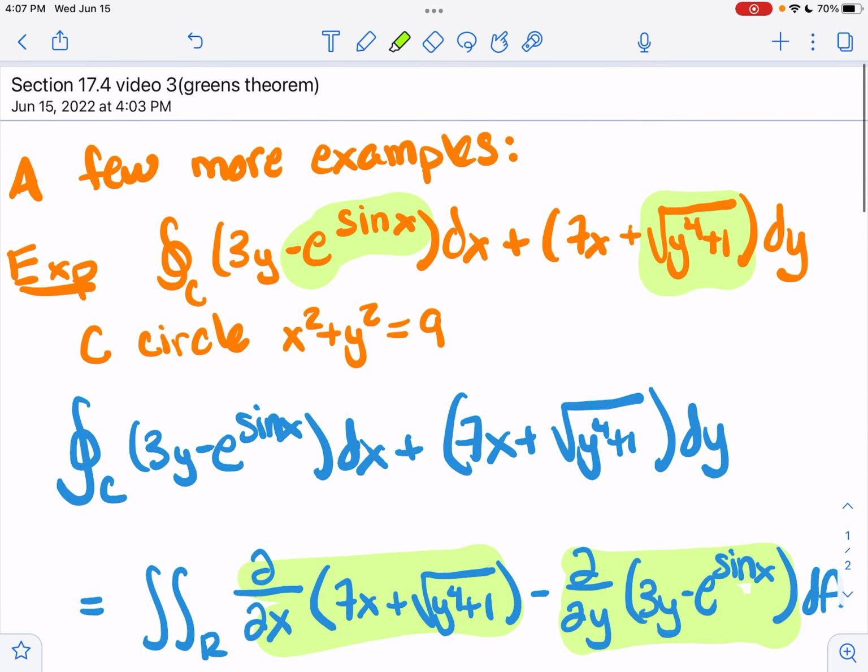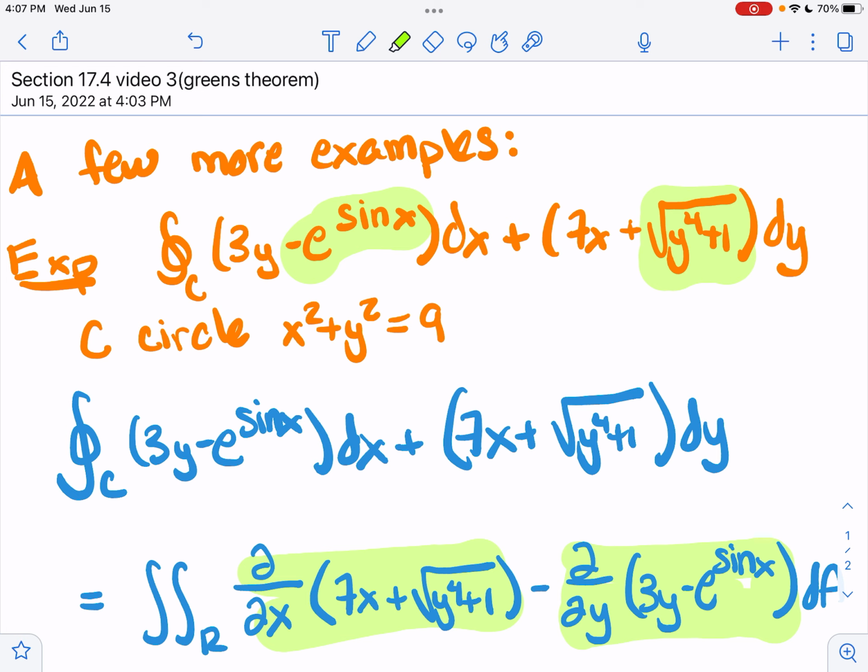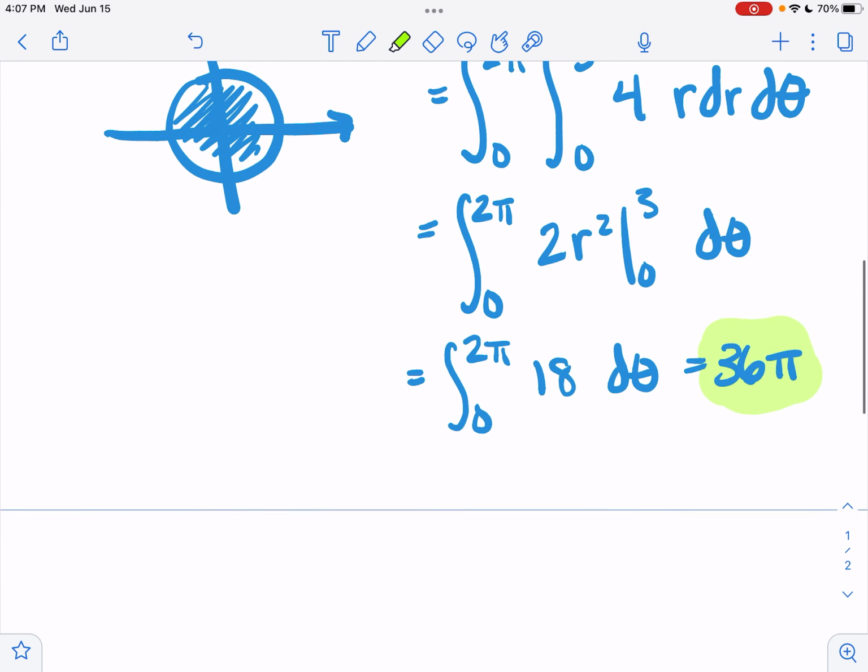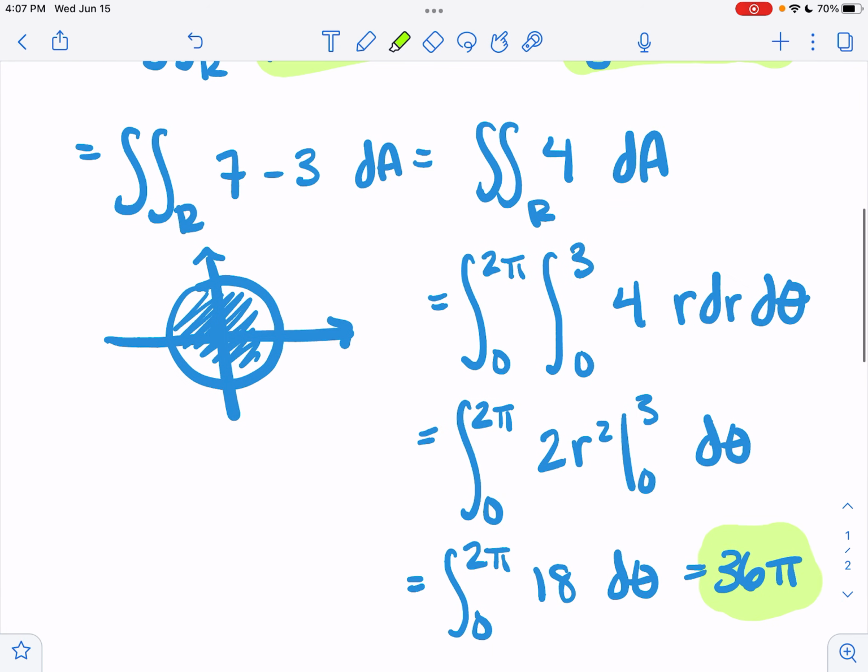This looks like a very hard integral to have to deal with, but through Green's theorem, we convert it into an actually quite much easier double integral to deal with instead. So whenever we have a closed curve and we're asked to do a vector line integral, we might want to consider Green's theorem. Will it be easier to do it as a double integral instead of as a line integral?